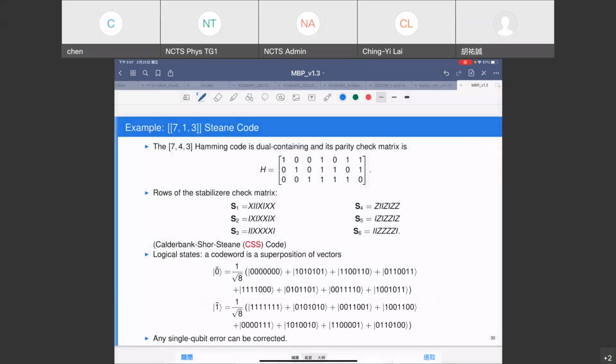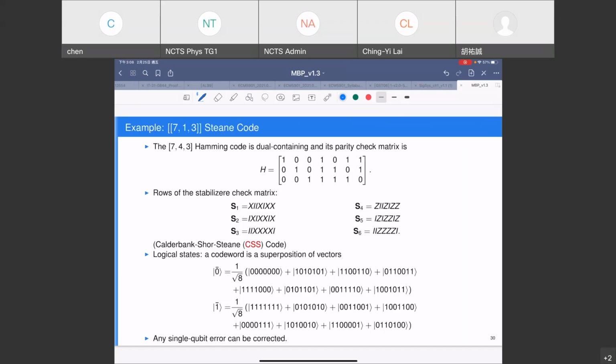This is an example. Here I have a classical binary parity check matrix H, and I define the X stabilizers according to the patterns of 1 in this matrix. And I define another 3 Z stabilizers according to these patterns. Then I have logical 0 and logical 1, which are +1 eigenvectors of these 6 operators. So this is a simple example of a quantum stabilizer code.